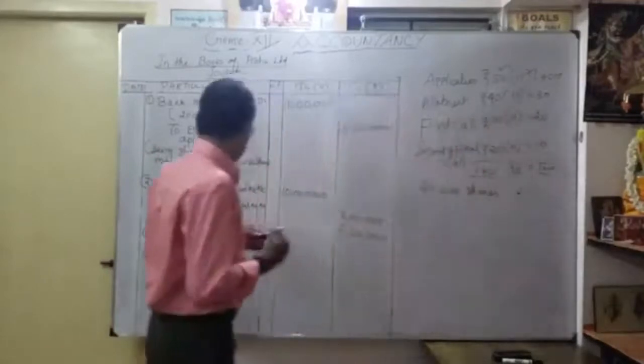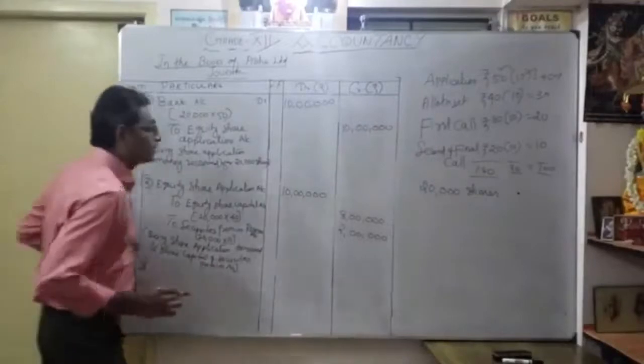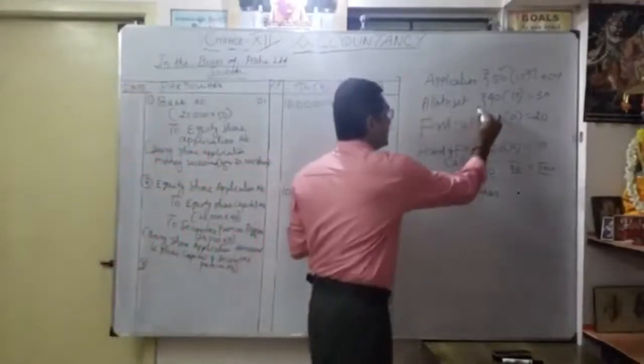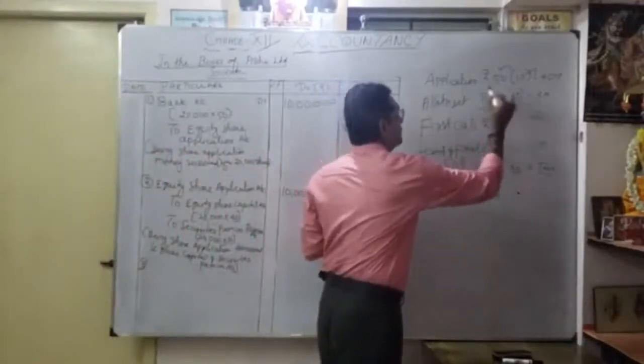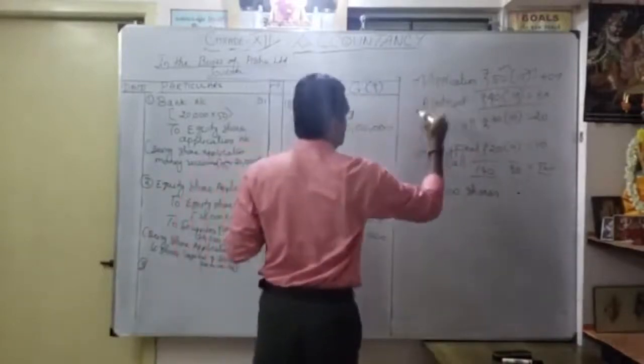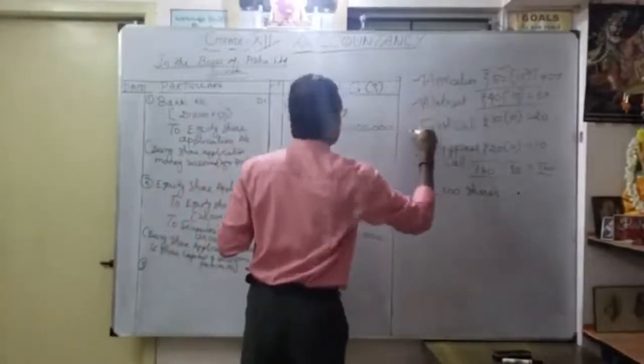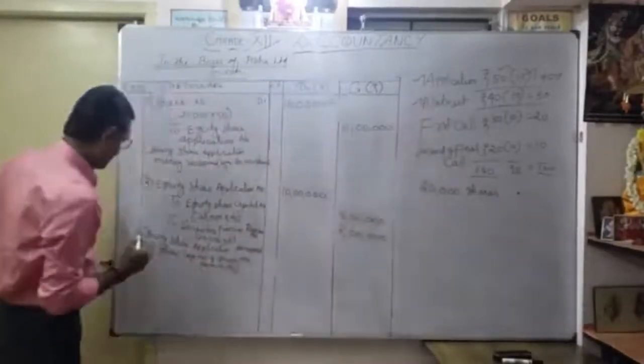Okay, then going for the third entry. What is the third one? Now, allotment. What is the allotment? This one. Okay, this is over. Correct. Now allotment. So application received, transfer to share capital account. Now move for the allotment. Okay, now we're going to discuss allotment. What is the entry? Same manner here.